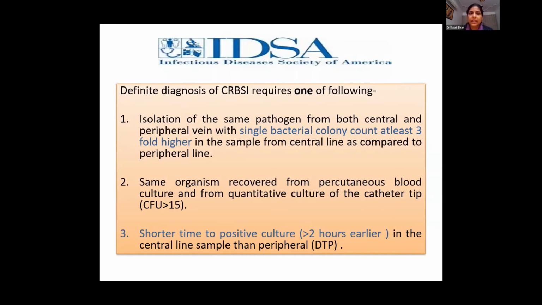Now, how do we diagnose CRBSI? The IDSA has given a definitive diagnosis, which requires one of the following: that we should be able to isolate the same pathogen from both the central and the peripheral vein, and the single bacterial colony count should be at least 3-fold higher in the sample from the central line as compared to a peripheral line. Then the same organism should be recovered from a percutaneous blood culture and from the quantitative culture of the catheter tip. And there should be a shorter time to positive culture. That is, we obtain a positive culture from the central line 2 hours earlier than we obtain it from the peripheral line.